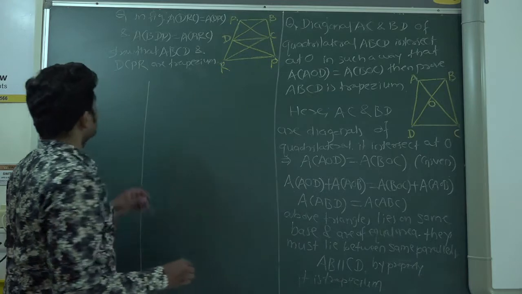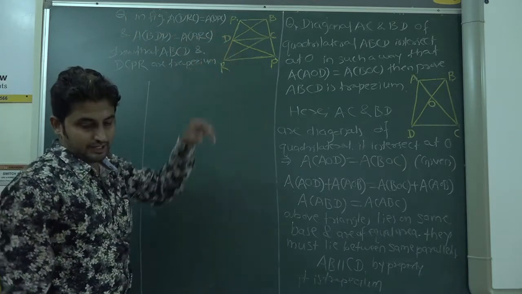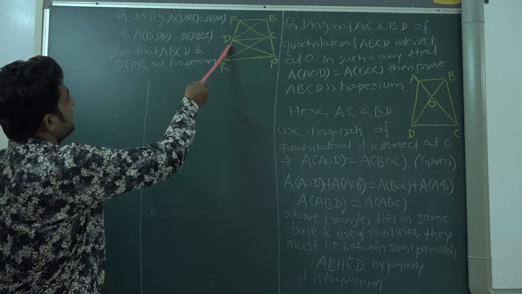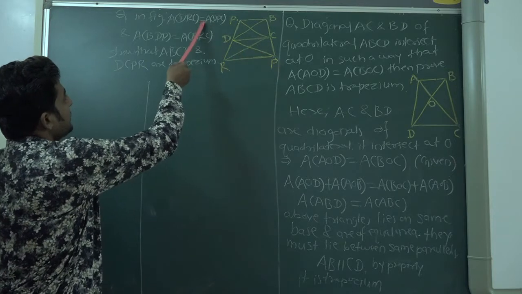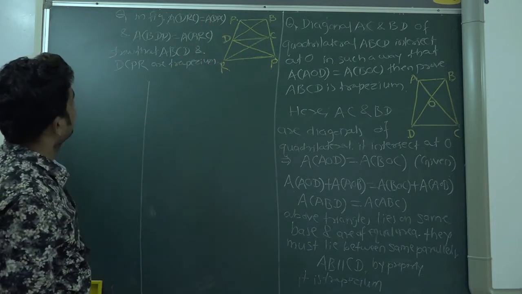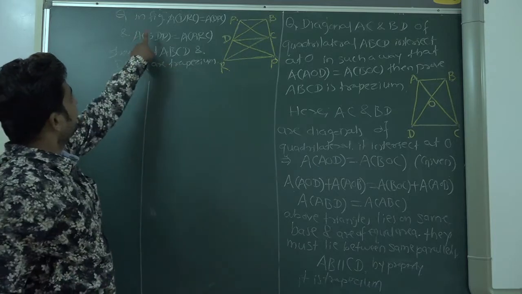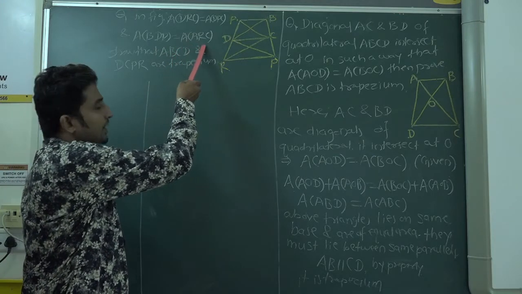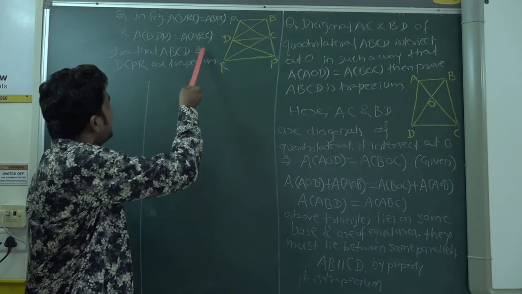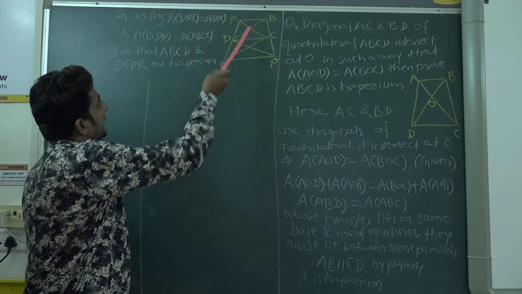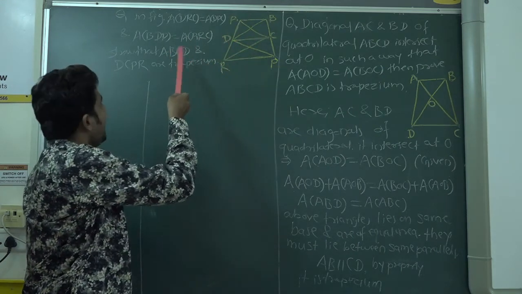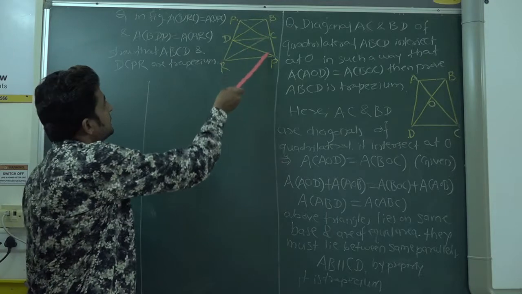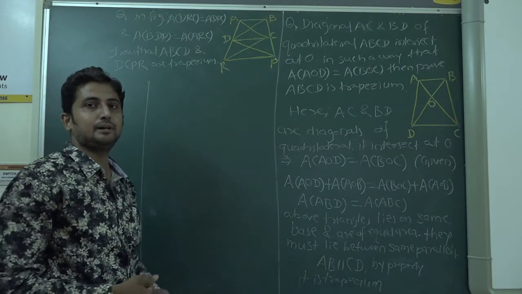Now moving on to our next question here. The next question is given that in the figure, area of DRC is equal to area of DPC. Now this is given and one more result is given, that is area of BDP is equal to area of ARC. These two results are given, and we have to show that ABCD and DCPR are trapezia.